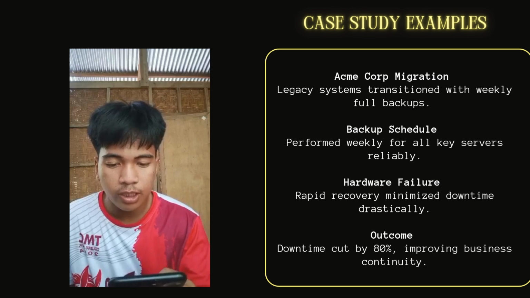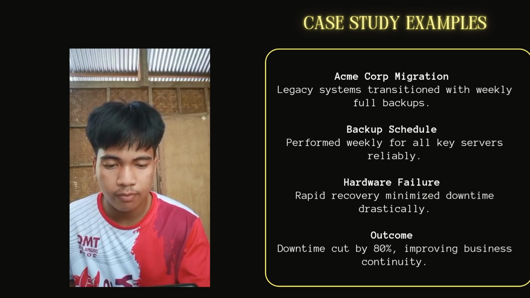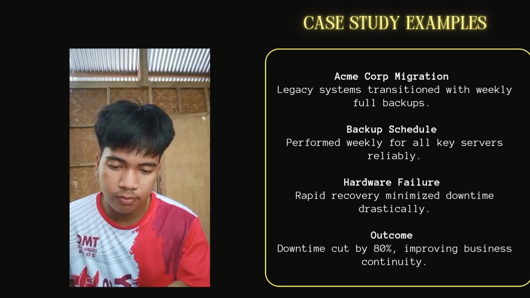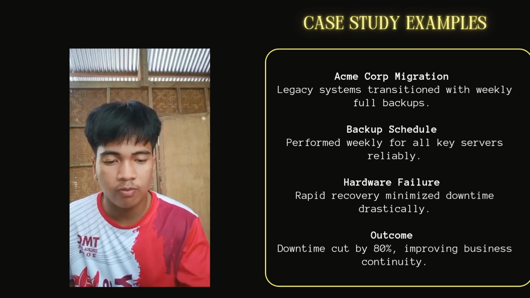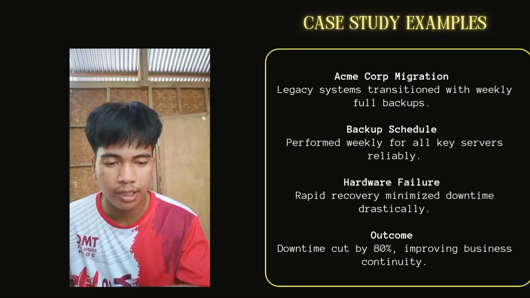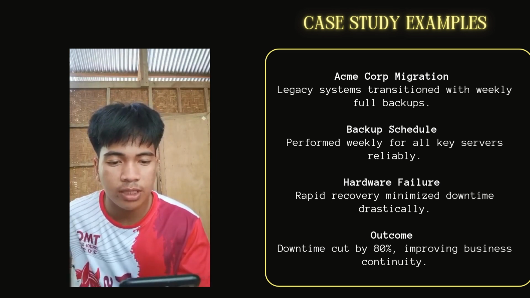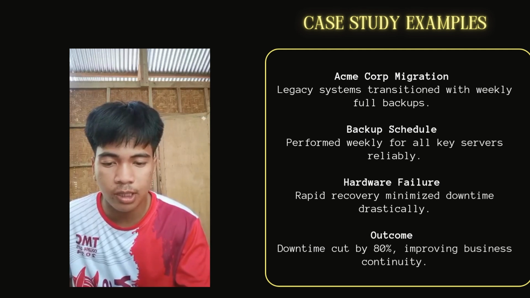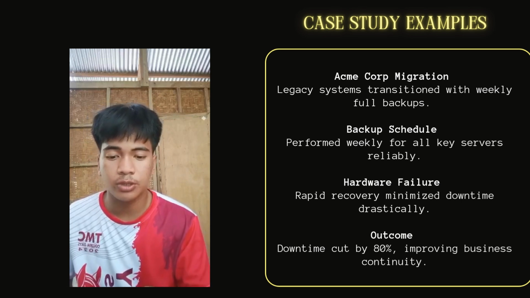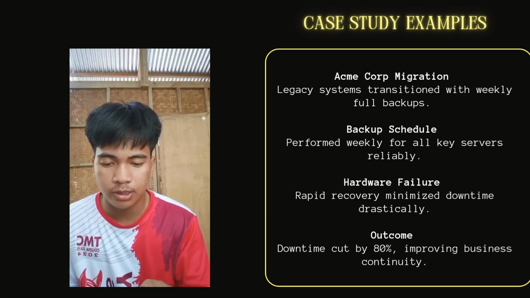And this is particularly critical when there is a failure in the primary storage system. And then the last one is the outcome. Downtime can be cut by 80%, improving business continuity. So the outcome of implementing a full backup strategy is a robust and reliable data protection system that ensures complete data recovery in the event of loss, corruption, or disaster.